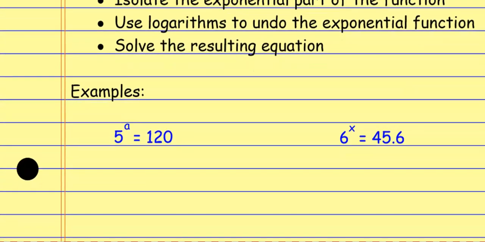For example, if I look at something like this guy, the exponential part of the function is just whatever's being raised to the power. In this case, it's 5 to the a. So 5 to the a is the exponential part. It's the thing that's being raised to the power, and that thing's already by itself. If I just rewrite this, that's 5 to the a equals 121.